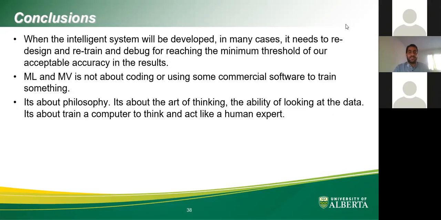When an intelligent system is developed, in many cases it needs to be redesigned and retrained. You saw it in the clustering part of the contest. I changed my strategy. Despite the fact that the incremental clustering that I used is one of the best clustering algorithms in geosciences, it didn't work. After that, I had to change my mind and my strategy to attack the problem. So you have to redesign your workflow and debug your algorithm to reach the minimum threshold for the accuracy of your problem.